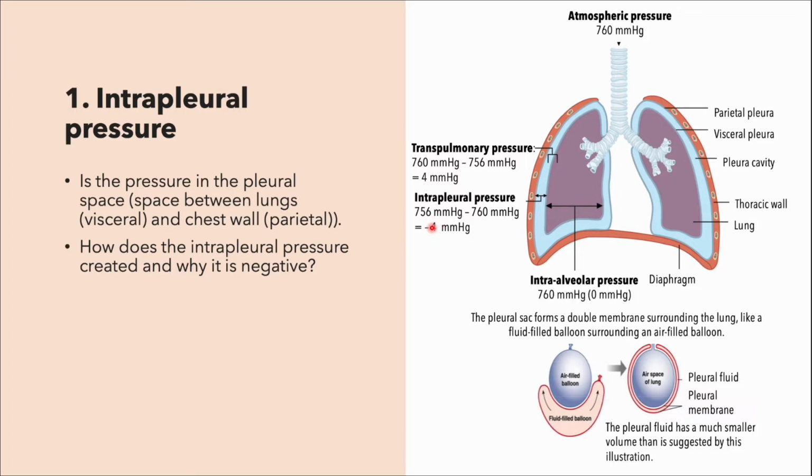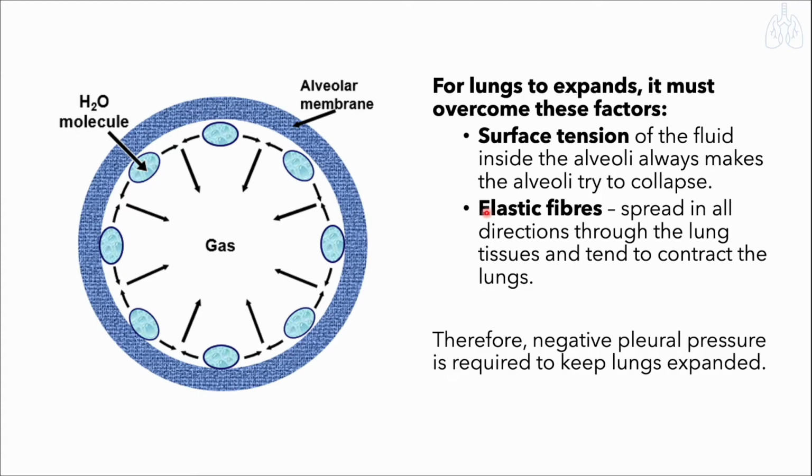Okay, I did answer why it is negative, because the first is going to assist the breathing process. Alright, and the second question, why it is and how it is negative. Okay, macam mana dia boleh jadi negatif? Okay, sekarang kita nak tengok. Alright, so this is just the raw idea why the intrapleural pressure needs to be negative.